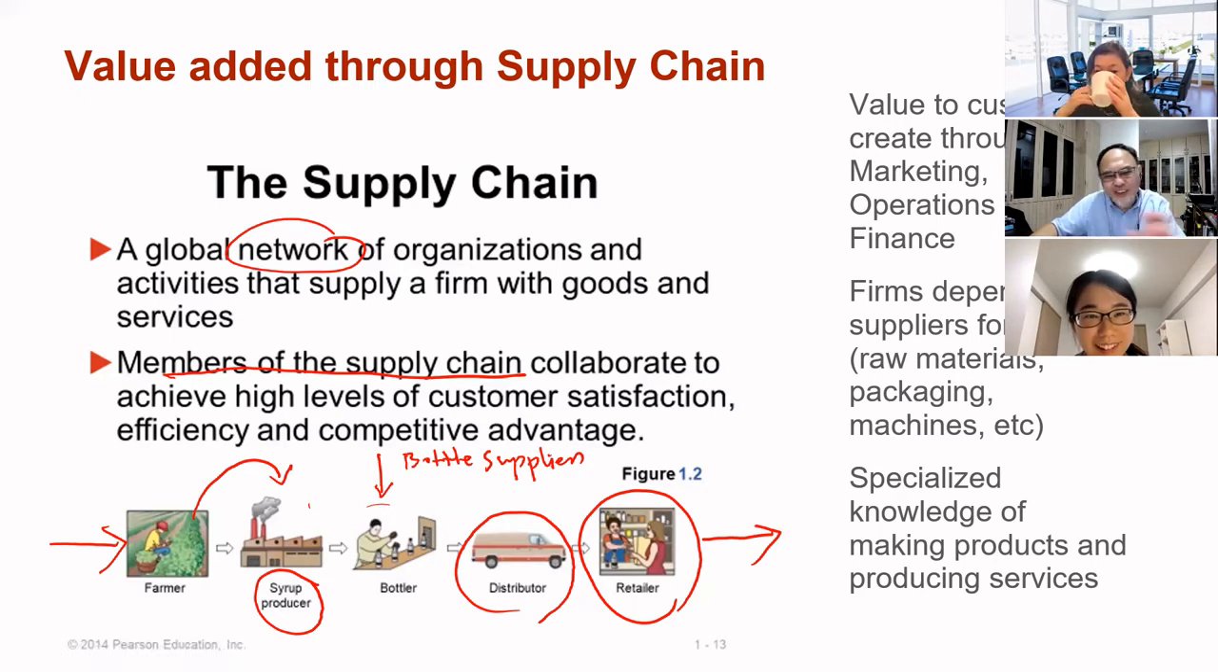Of course, customers have responsibility as well. Customers must study also. It's both ways, right? So you create value through marketing, operations, and finance. All these create value. I'm not saying marketing is not important. Marketing is important as well.